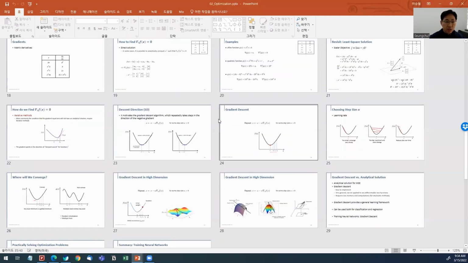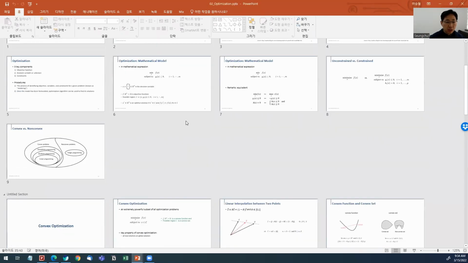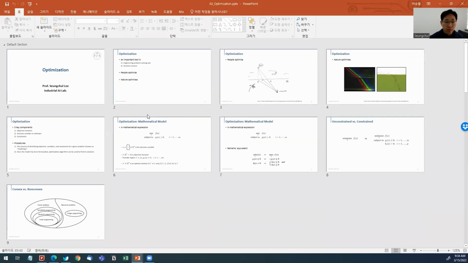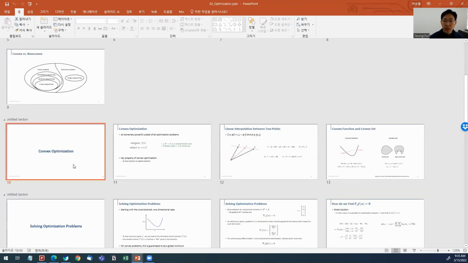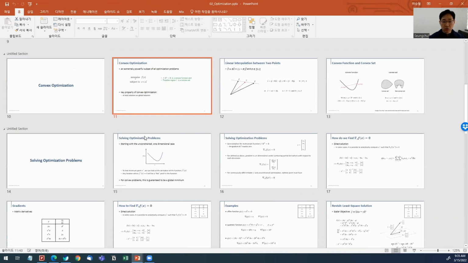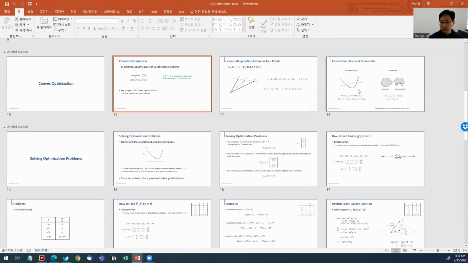Okay, let's get started, and let me briefly recap what we've been doing so far. Last time we talked about optimizations and gave you some examples and the mathematical models for optimizations. There are several categories, but in these lectures we want to focus on convex optimizations. I showed you the definition of convex functions and the definition of convex sets.